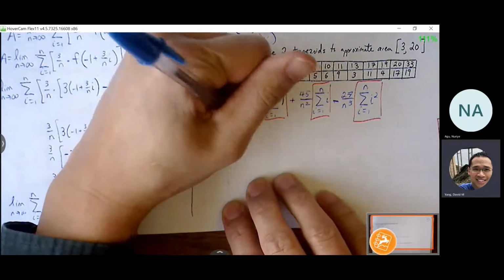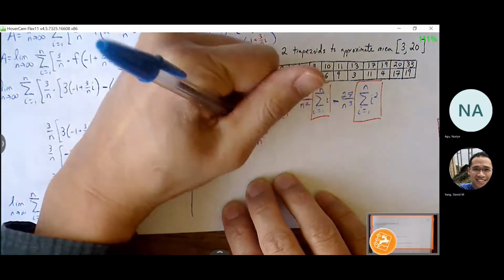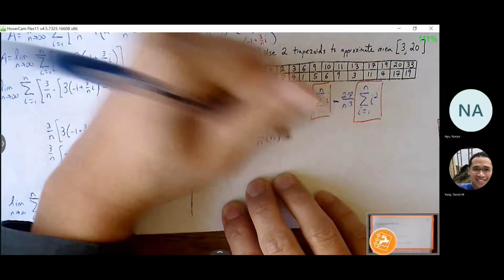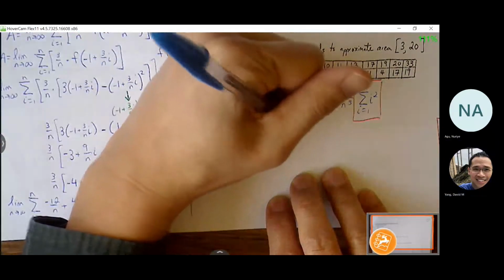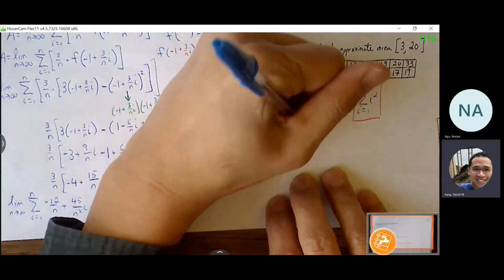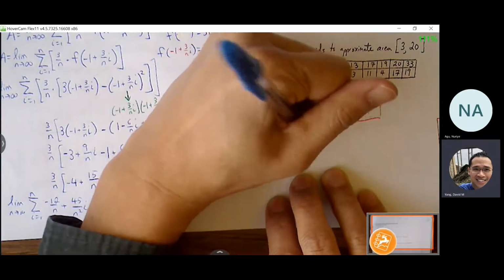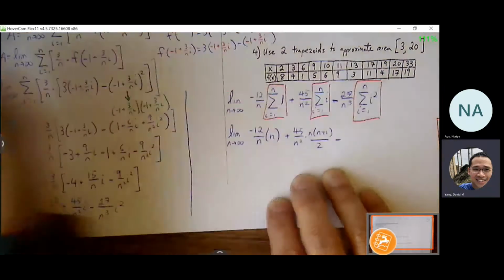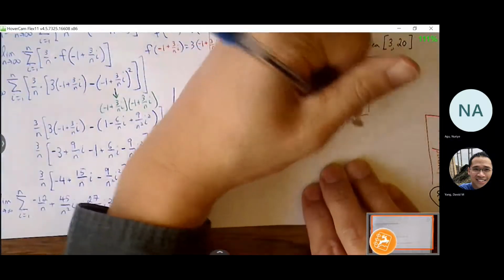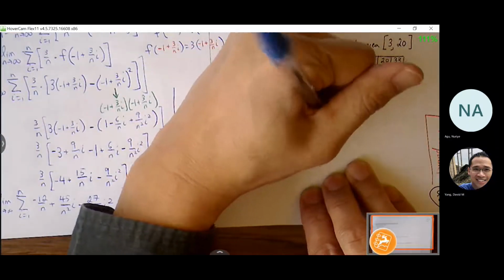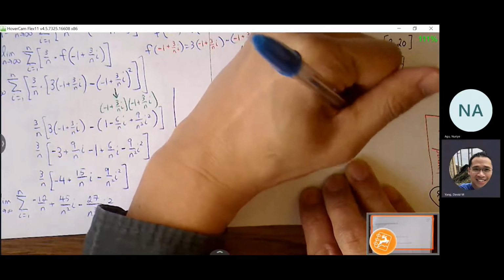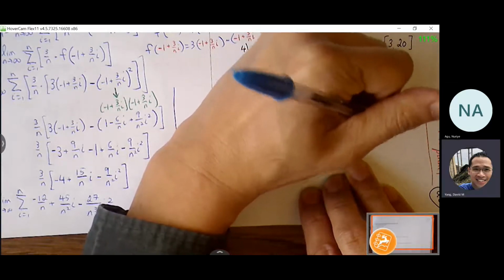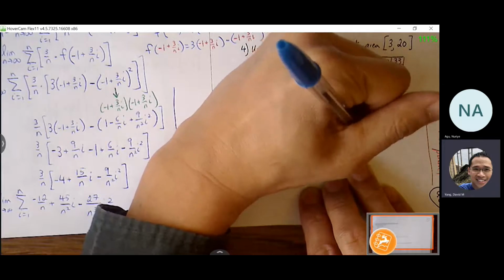Summation 1 gets replaced with n. Summation i gets replaced with n plus 1 over 2. And then summation i squared is n plus 1, 2n plus 1, all over 6.